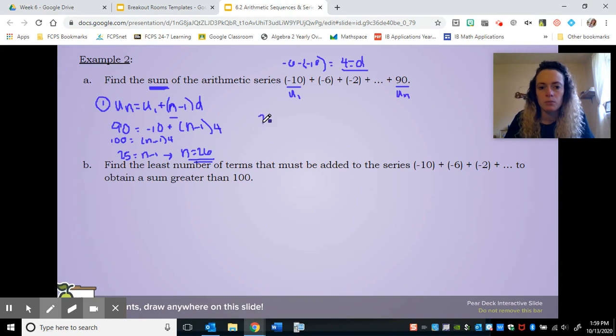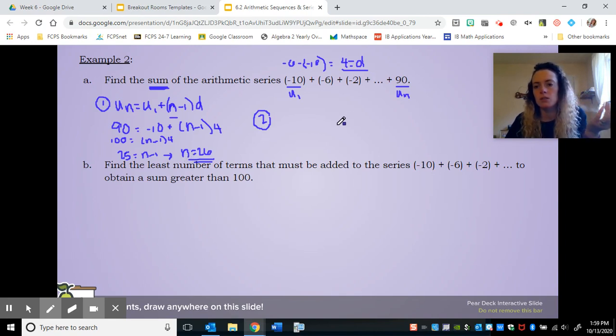Finally, part 2 is when we're actually finding the sum. And we had to go back and find n because if you look back at the formulas for either formula of the sum, you have to have n. So that's why we had to do that. It does not matter which formula you use in this case.